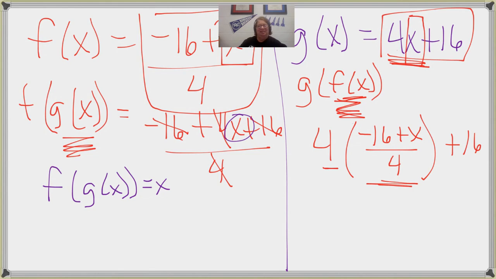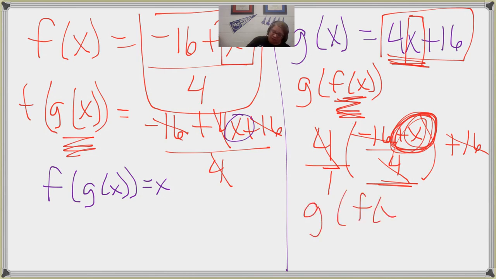Now, I know it looks ugly, it looks a little complicated, but all we're doing is seeing if things cancel. Do you see something that can cancel? I see a 4 and a 4. So multiply by 4 and then divide by 4, right? This 4's on the top, this 4's on the bottom. They can cancel. Now what do I have? Negative 16 plus x plus 16. What happens to the 16s? Minus 16 plus 16 cancels. What's left? Just this little x all by himself. So g of f of x equals x.